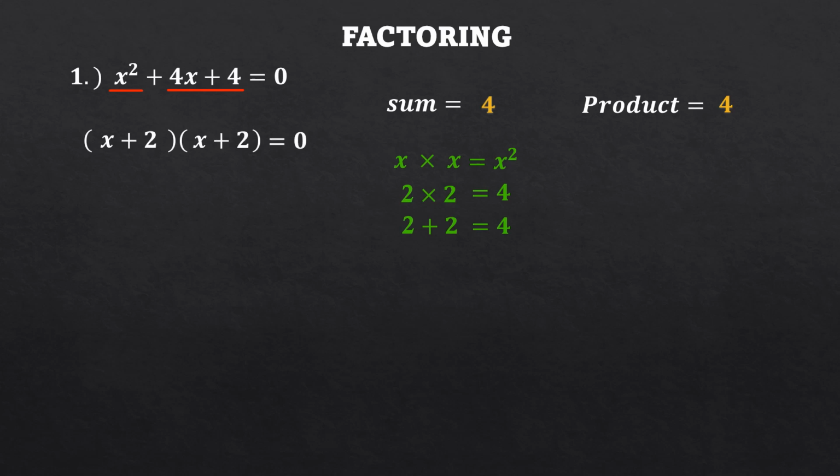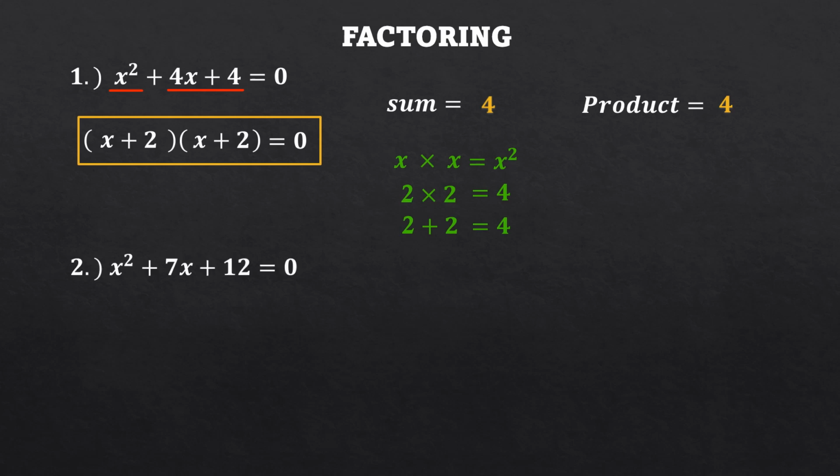Therefore, the factor of the given quadratic equation is x plus 2 times x plus 2 is equal to 0. This is how you find the factors of a quadratic equation. Let us have example number 2. The given quadratic equation is x squared plus 7x plus 12 is equal to 0. First, find the factor of x squared. The factors of x squared are x and x. When we get its product, x times x is equal to x squared. We are already done with the factor of x squared. To complete the factors, we need to find the two numbers using the remaining terms, which are 7x and 12.